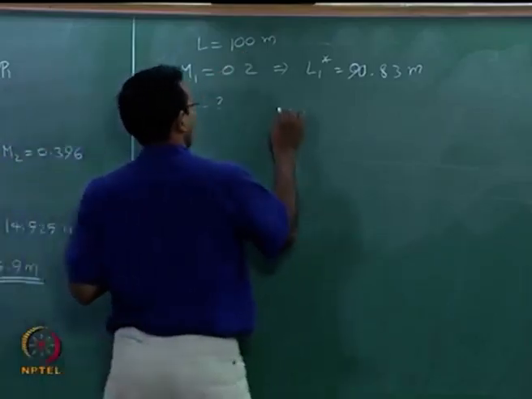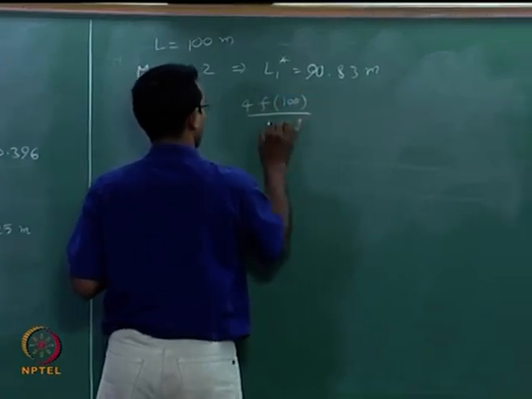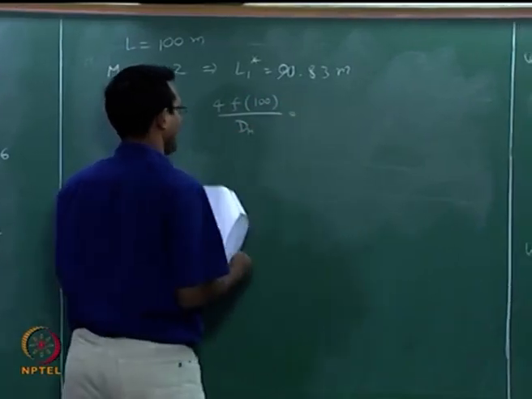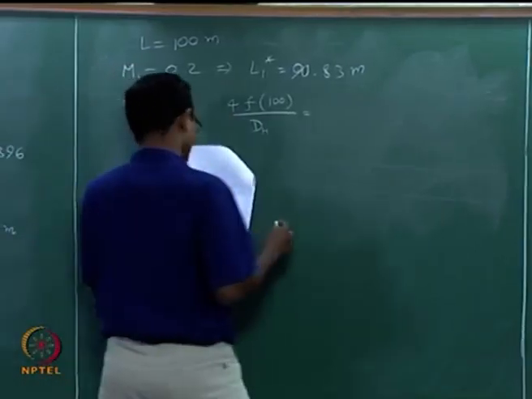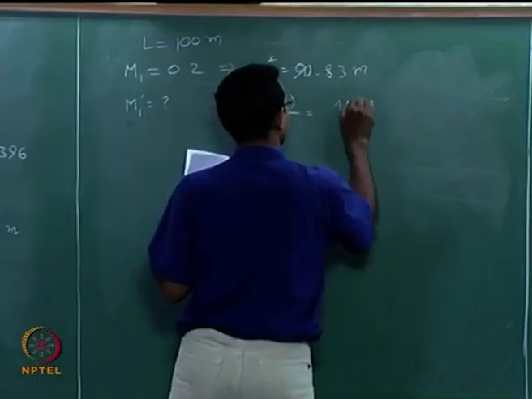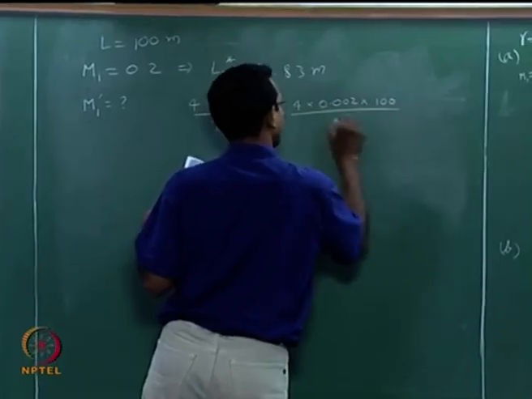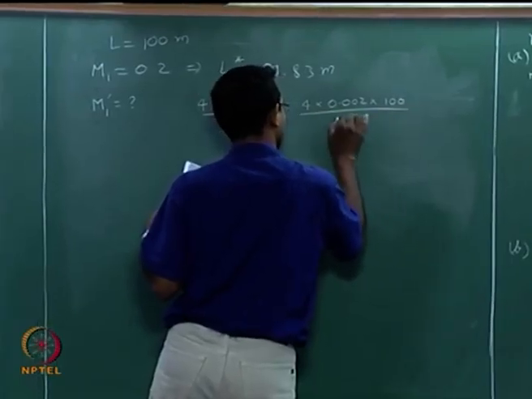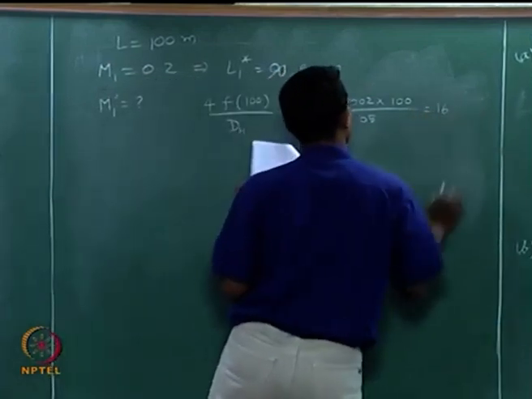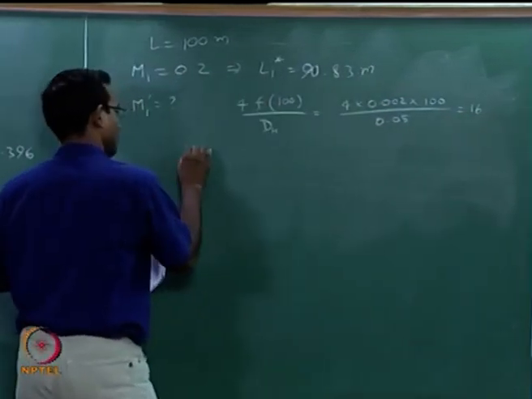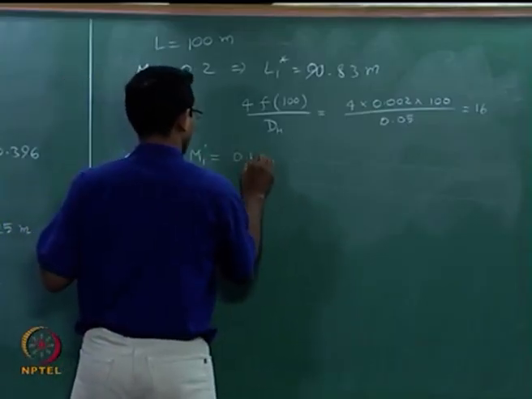So, now all I have to do is 4f into 100 divided by Dh. Of course I am still using the same f and same Dh for all my problems. If I use that, it will be 4 into 0.002 into 100 divided by 0.05 meters. This number comes out to be 16. So, my M1 prime comes out to be 0.193.